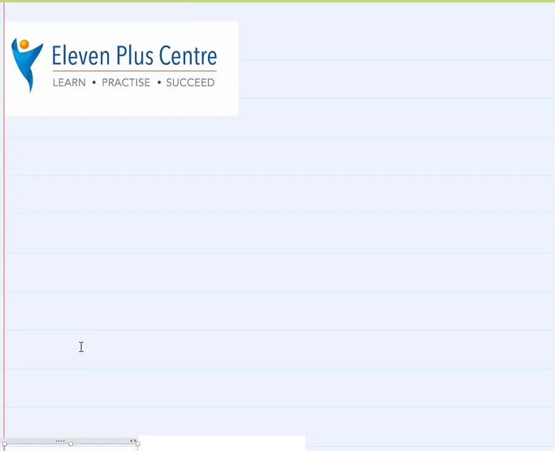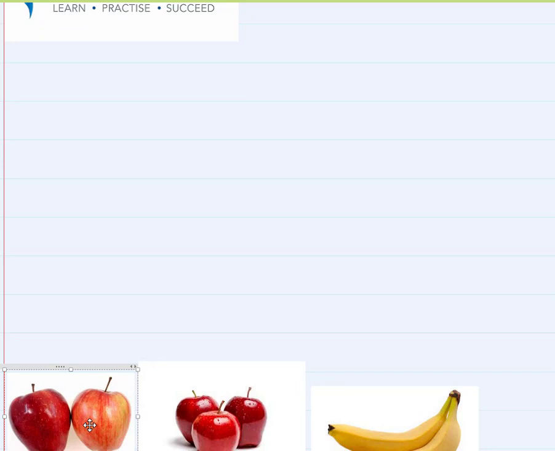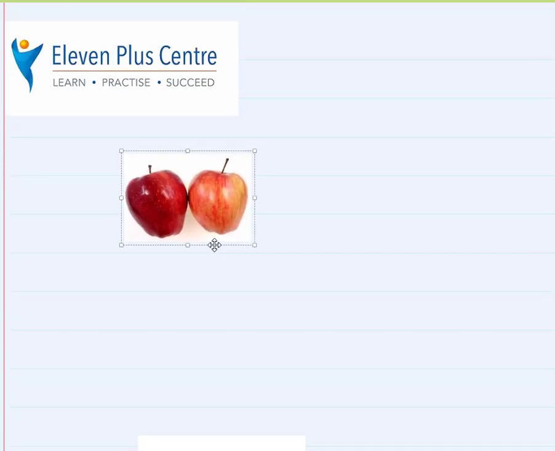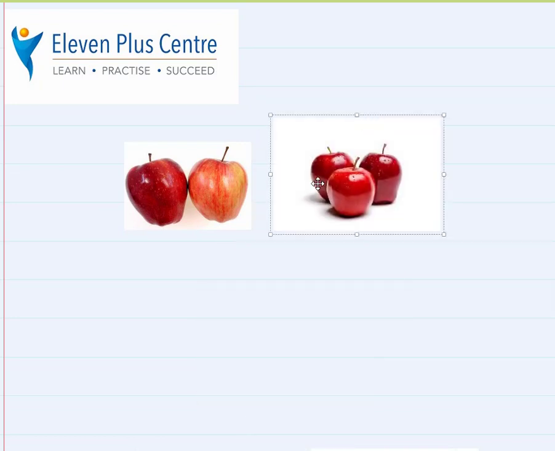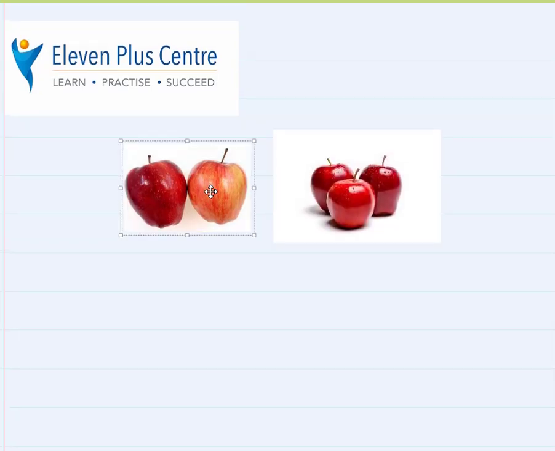So just to give you an example, let's say you've got 2 apples in a bag, and someone else gave you another 3 apples, and then someone else asked you how many apples do you have in total. You wouldn't say I've got 2 apples and 3 apples, right? What you would say is I've got 5 apples.